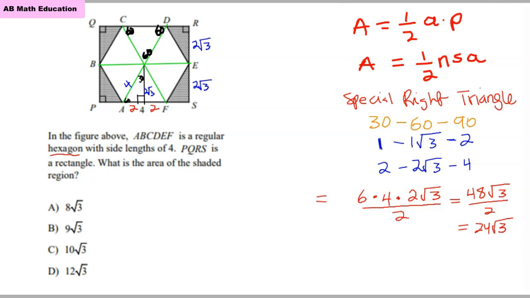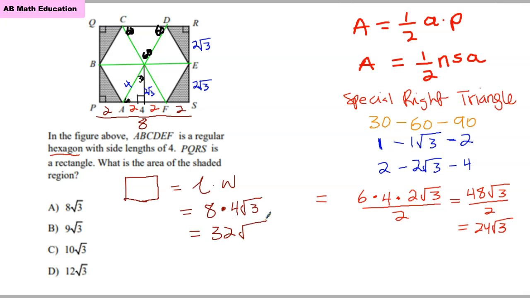Okay, let's go ahead and calculate. So the area of a rectangle is the length times the width. So here we could see that the whole length, this from here is 2. So the same thing here 2, here 2. So the whole of here is going to be 8, times the width, which happens to be 2√3 plus another 2√3, that will give us 4√3. That will give us 32√3.